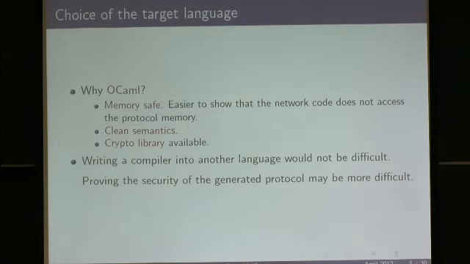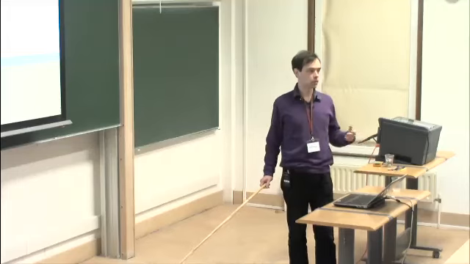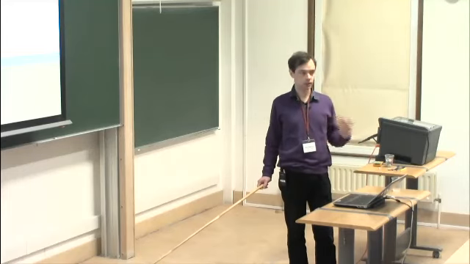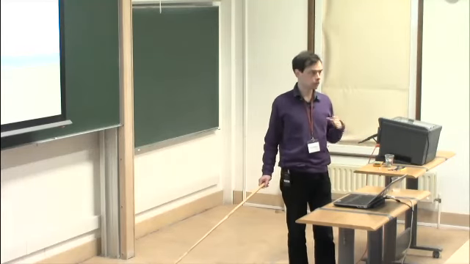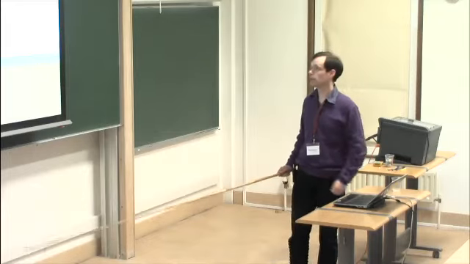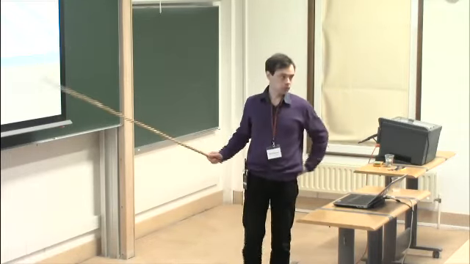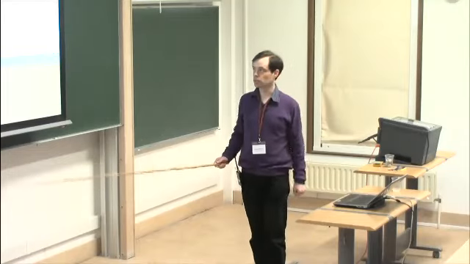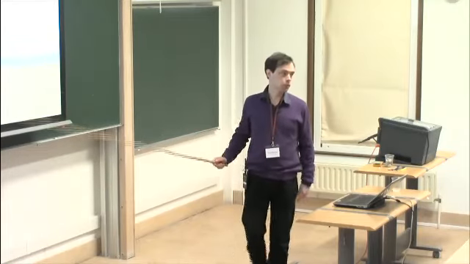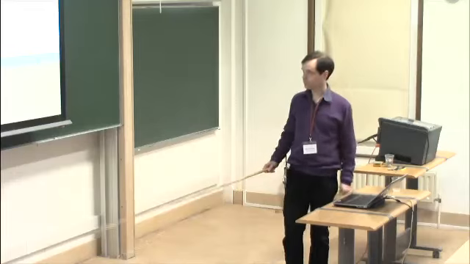So, the choice of the language. OCaml is perhaps not the most widely used language, especially for crypto protocol implementations. Some motivation: it's memory safe. So it helps you if you want to have secure code, because you don't have to worry about the network code being badly programmed and interfering with the protocol. The memory is separated just by the type system of OCaml. It also has a clean semantics, which is going to help us prove that our compiler is correct. And actually, there is a crypto library available already in OCaml.